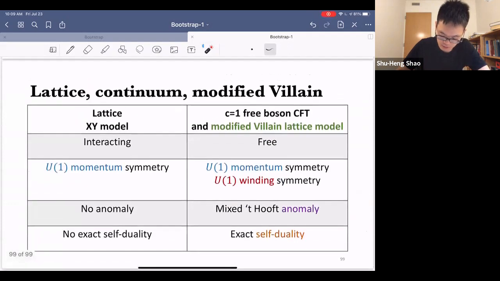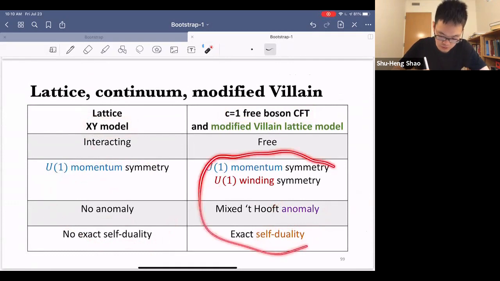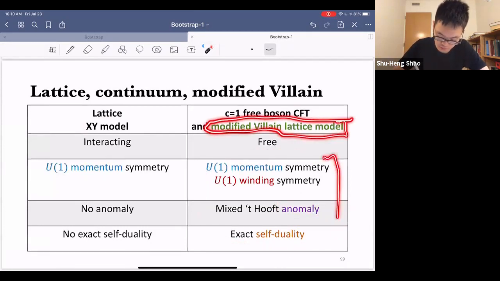Okay, so let me just conclude. We have the original lattice XY model. It's interacting, single U1, no anomaly, no duality. However, all these features are present in this continuum field theory: we have two U1, we have an anomaly, we have the duality. But all these features, including the anomalies, are not exclusive to the continuum field theory. There is actually a lattice realization for all these features.